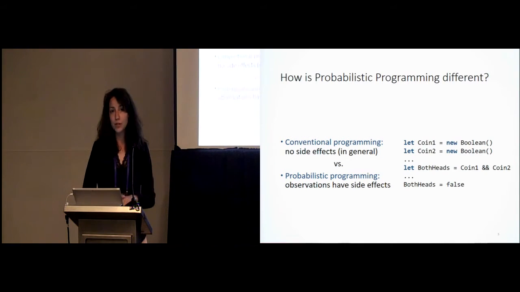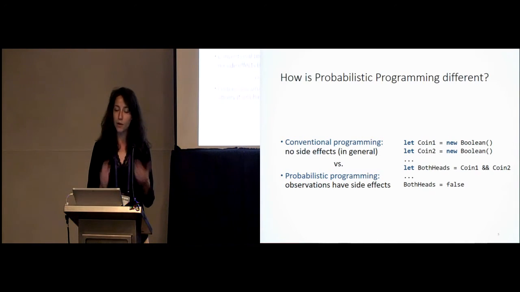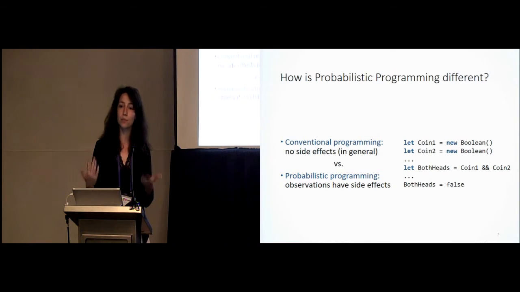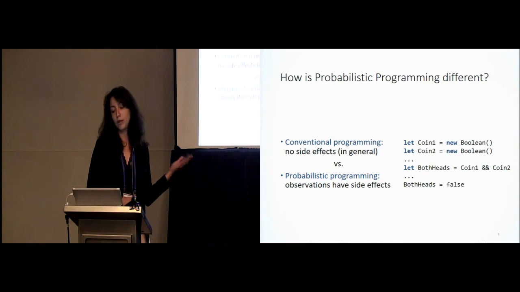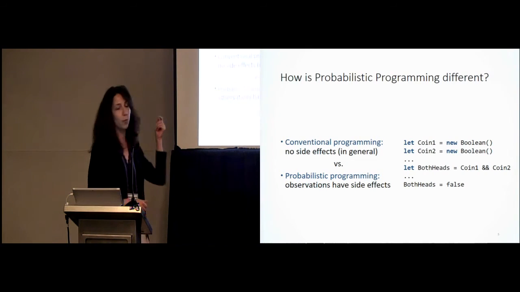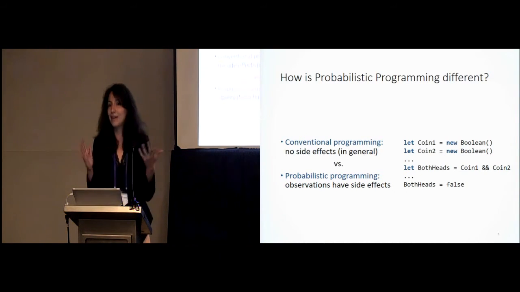Okay, so that was the first difference. And the second difference we found was that with conventional programming, or at least when it comes to best practice in conventional programming, we are not used to side effects. And what I mean by that is that if we define coin 1 and coin 2 to be not random variables but normal booleans, right? And then maybe later in the program we assign them to some values, true or false, and then we define both heads as being the logical and between coin 1 and coin 2. If we then change the value of both heads to be false, that doesn't affect coin 1 and coin 2. Coin 1 and coin 2 stay whatever we assign them to.